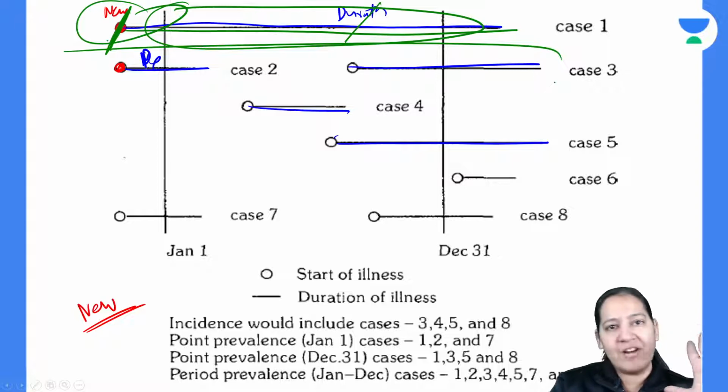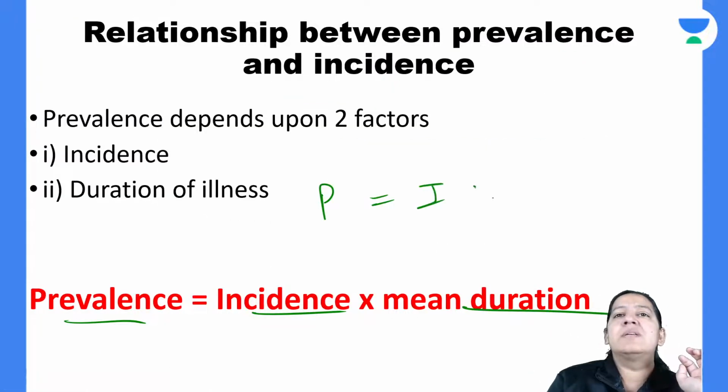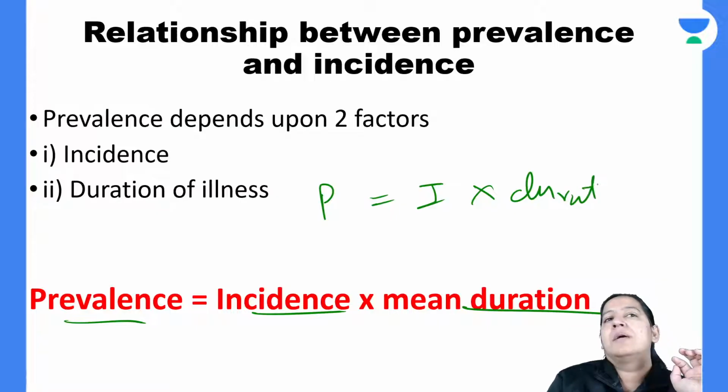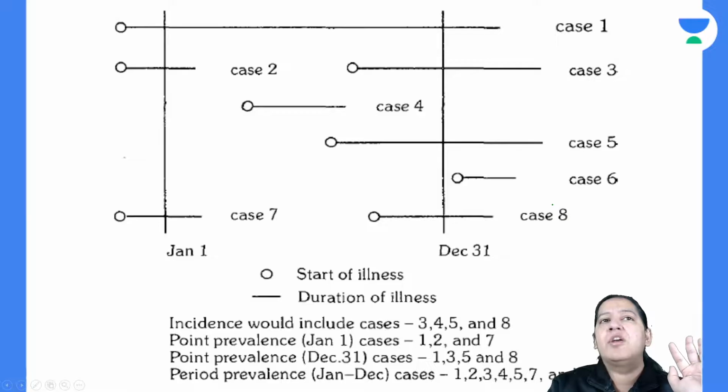If you are getting it from the diagram, it's okay. If you are not getting it, learn the formula. Prevalence is equal to incidence into duration. I am saying this, please learn this formula. Prevalence is equal to incidence into duration. Everyone give me a thumbs up.